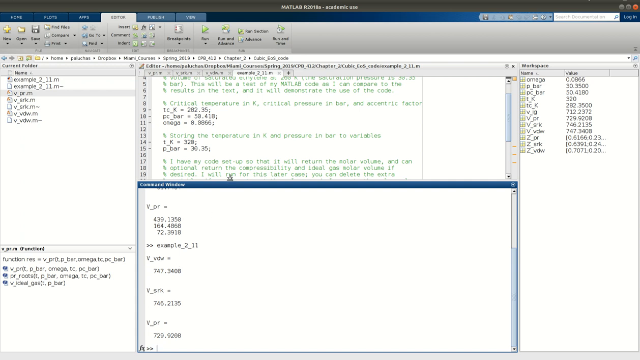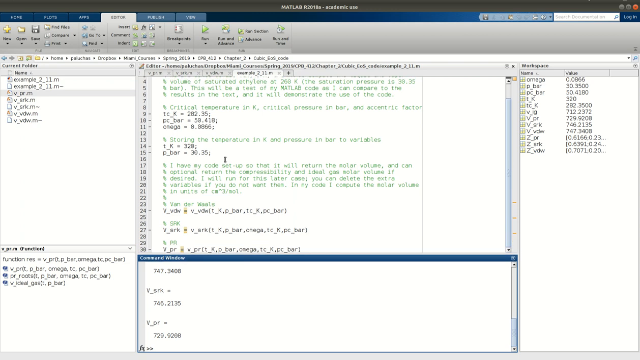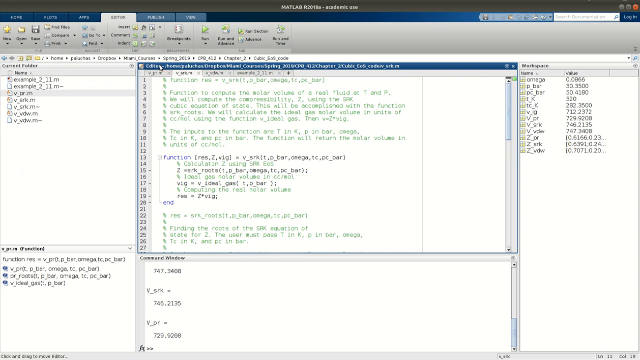Hopefully that gives you enough sense of how to use this. I'll put this example script and these functions on the Canvas page. If you want to use them, make sure those functions are in the directory where you're trying to solve problems, so you can call them, and you should be all set. Hopefully that helps you focus more on solving the problems. If you want an idea of how the code works, you can look at the individual code. And if you're taking my 324 class, we solved the Peng-Robinson case in chapter 7 there.